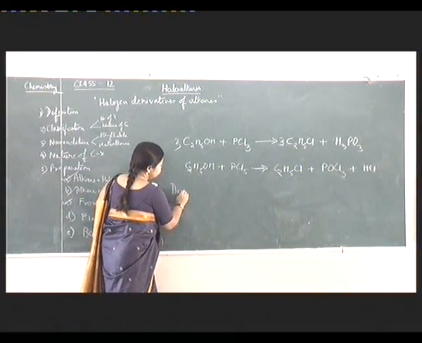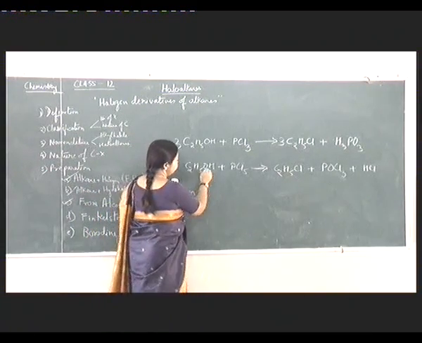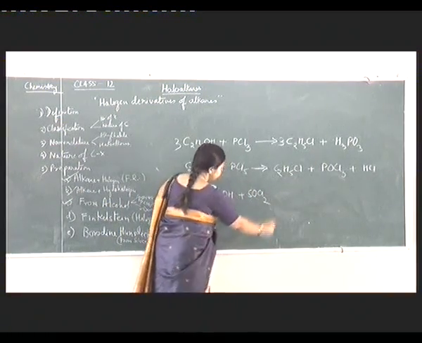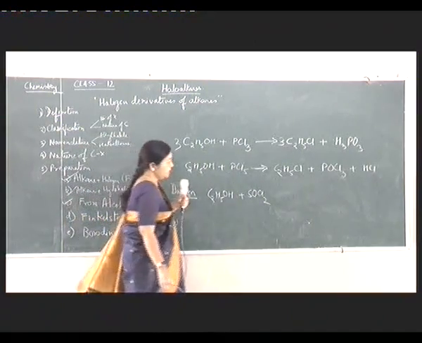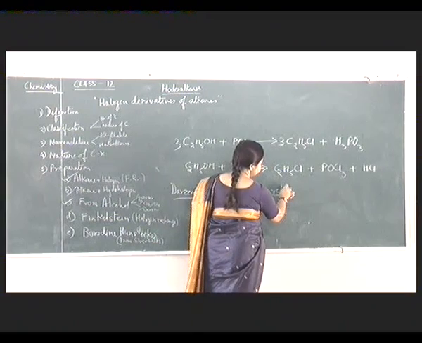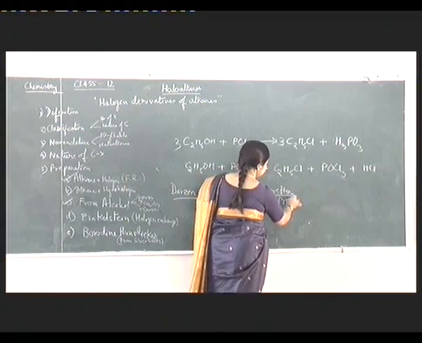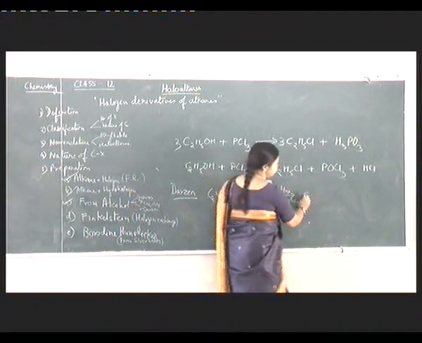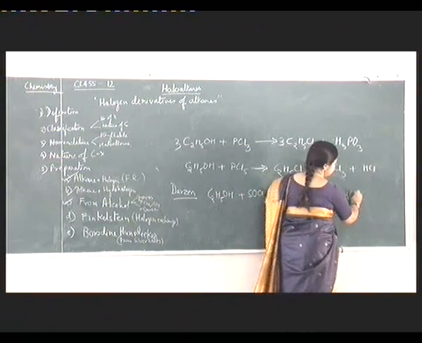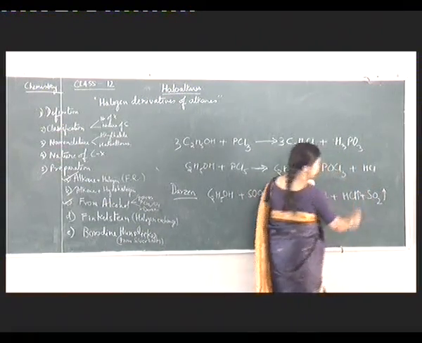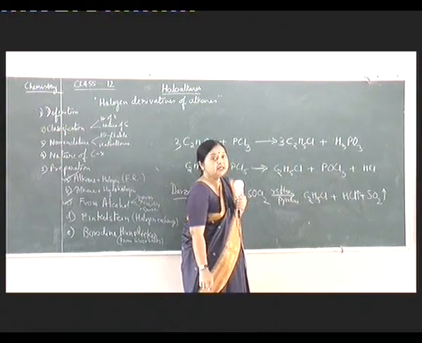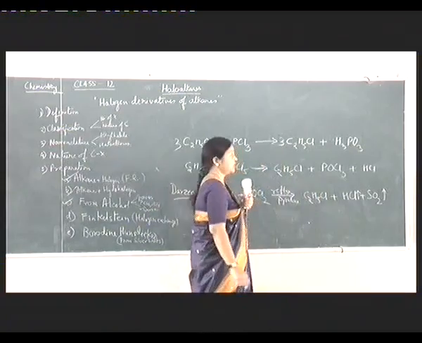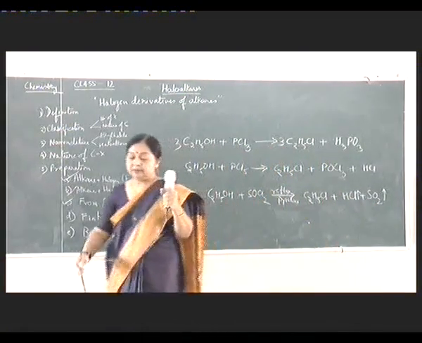Next is called the Darzens synthesis. This is also from C2H5OH. Ethyl alcohol and thionyl chloride are refluxed in pyridine, giving C2H5Cl plus HCl plus SO2. Now we see that both of these are gaseous products. Because both are gaseous products, it is the most preferable method of preparation, because then the alkyl halide can be extracted in almost pure form. So Darzens' process finds application.